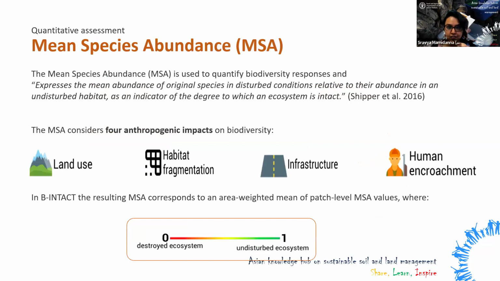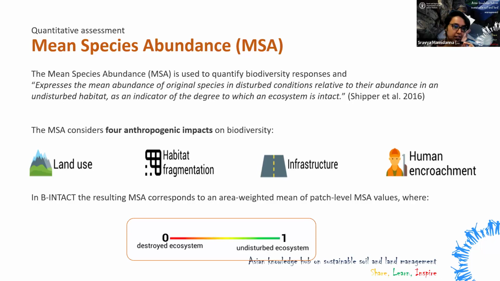So the main indicator of the BINTACT tool is something called the mean species abundance. So within the BINTACT tool, MSA is estimated as a function of 4 anthropogenic impacts or pressures, which are land use, infrastructure disturbance, habitat fragmentation, and human encroachment. So particularly important in the context of soil health assessment is land use and habitat fragmentation, which we will touch upon much later in the presentation.